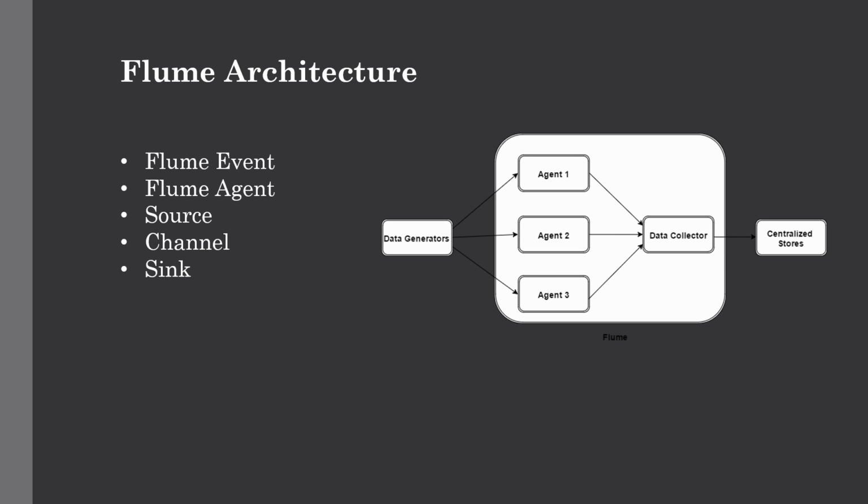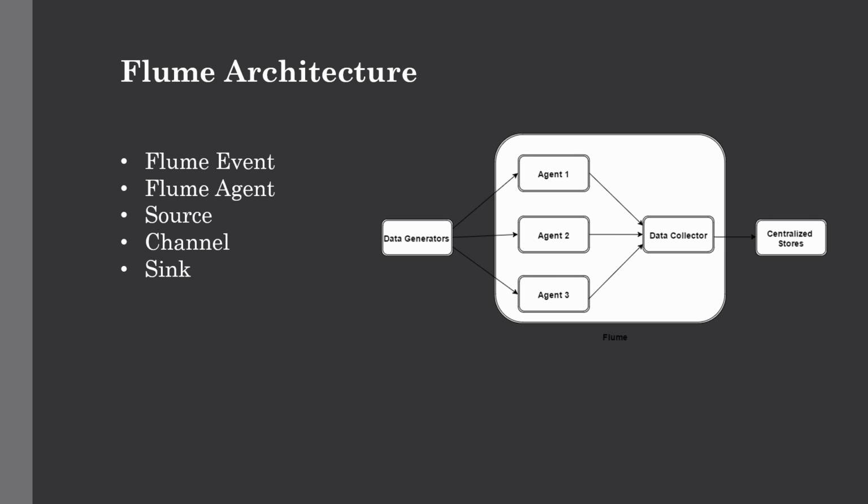So now let's talk about some of the components of this architecture, like an event. As we saw in Kafka, an event is the basic unit of data which needs to be transferred from source to destination. So it is similar to Kafka. Then we have the agent. An agent is nothing but an independent JVM process. This agent receives the data from the client and passes it to the next destination for aggregation purposes. So here our destination would be the data collector. And the agent also contains 3 main components which are given here, which are source, channel and sink.